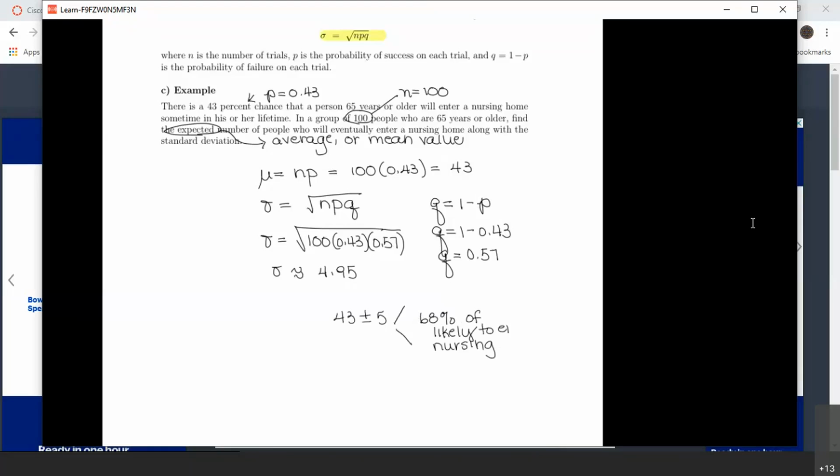Likely to enter a nursing home. Okay, so 43 minus 5, anywhere between 38 and 48 people. That range in my sample should roughly account for 68% of the data, 68% of the people. So that kind of gives you a ballpark of the probability.